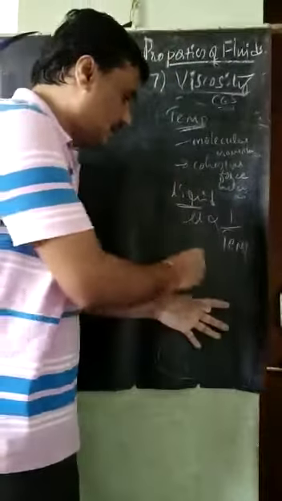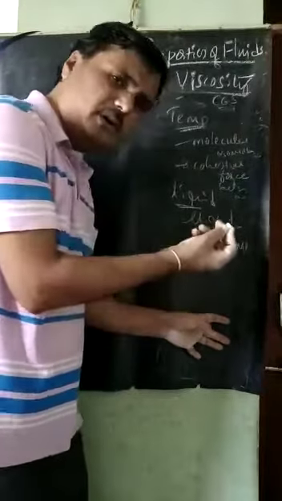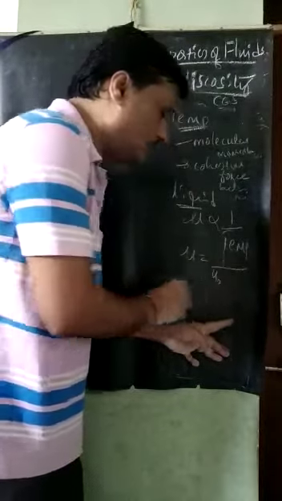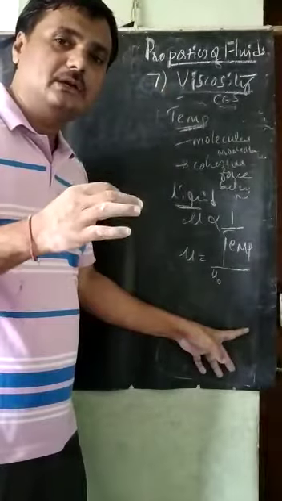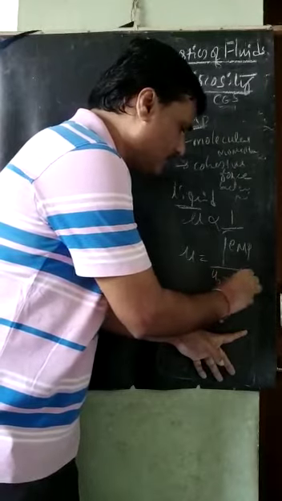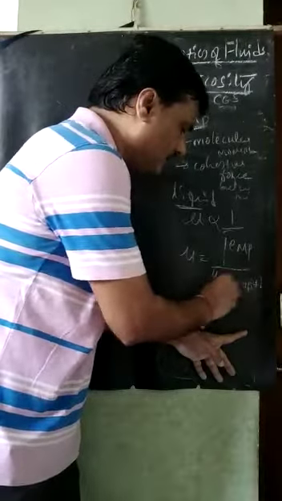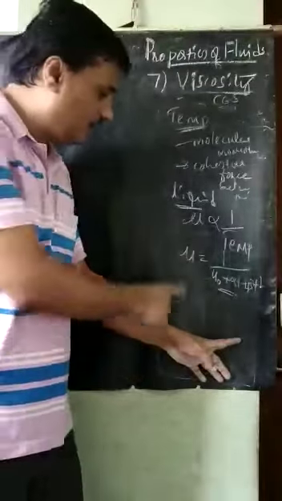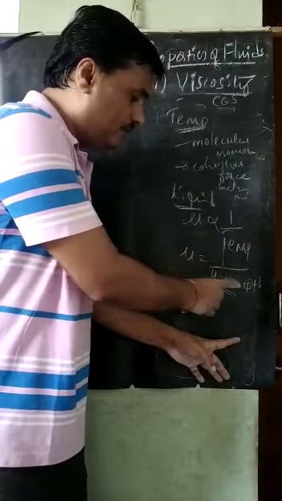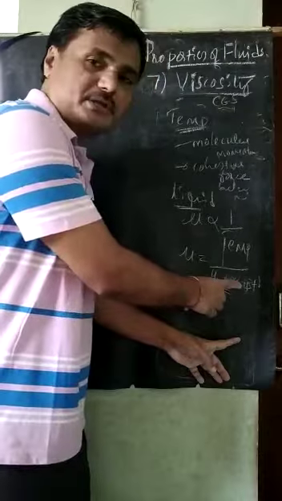How can we write this now? We can write many formulations for this one. 1 divided by mu is equal to 1 divided by mu naught, where mu naught is the viscosity at 0 degree centigrade, plus alpha T plus beta T square. Some different formulations are there. Here T is the temperature, and mu is inversely proportional to the temperature.